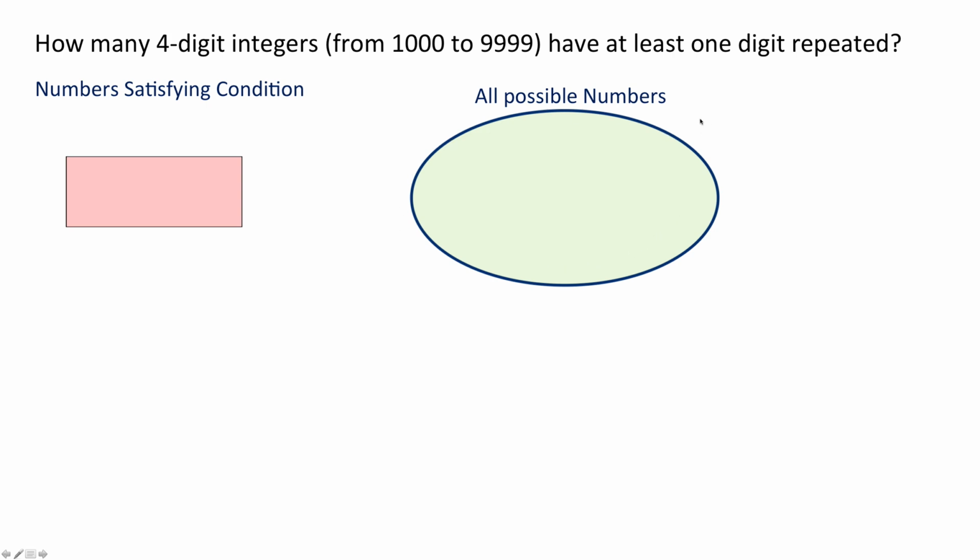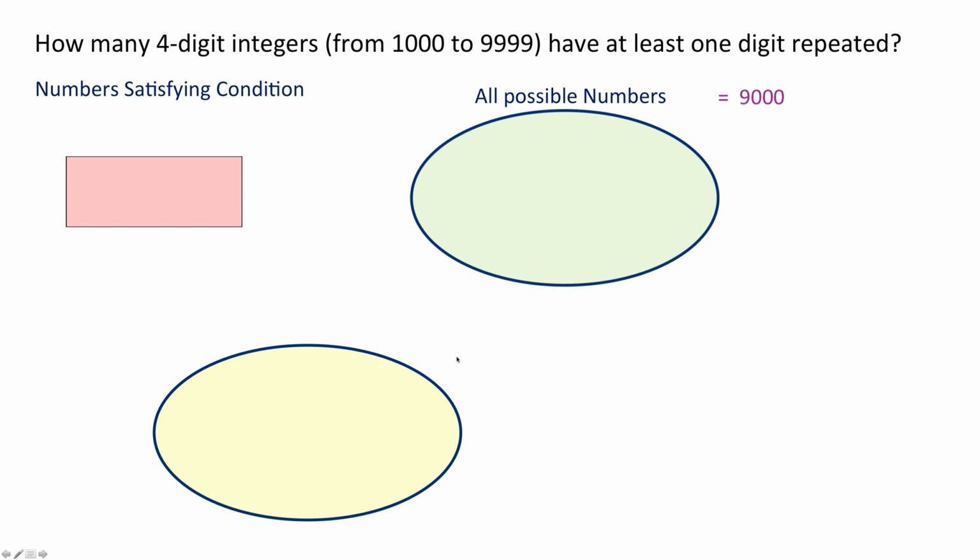And how many such numbers are there between 1000 to 9999? There are 9000 such numbers. So this green oval represents the large set in which there are 9000 numbers, some of which are part of the numbers which are satisfying the condition.